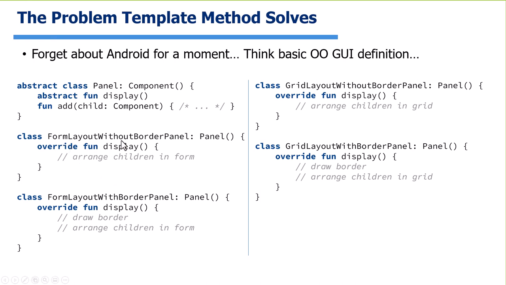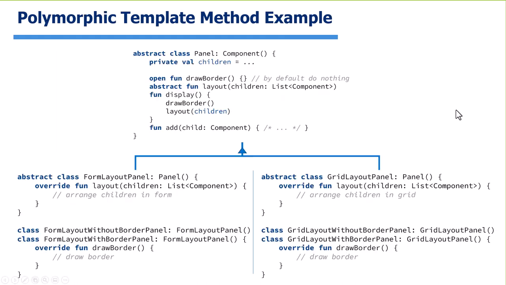We define a form layout without a border. We define a form layout with a border. We define a grid layout without a border and a grid layout with a border. Notice how there's some common functionality there between those with those borders and things like that. What we could do is create a panel that has a few replaceable pieces. So this draw border is one of those replaceable pieces.